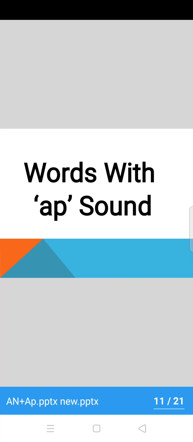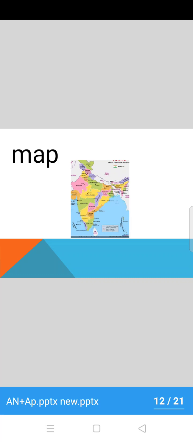Words with ap sound. Ap, ap. Now, look at the first picture. Ap, map. Map means a simple drawing that shows the direction to travel from one place to another. Ap, map.